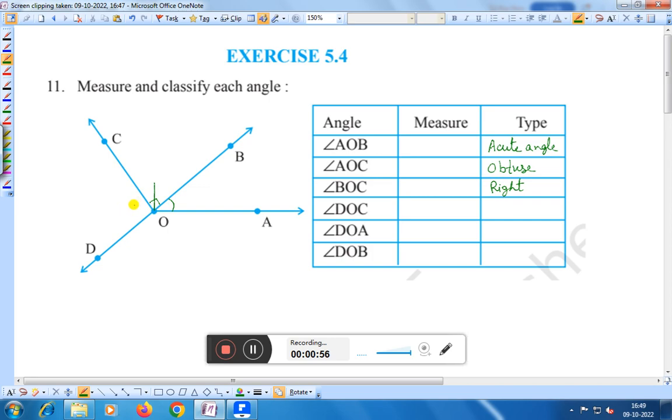DOC, it is also a right angle, right? DOC is also a right angle.